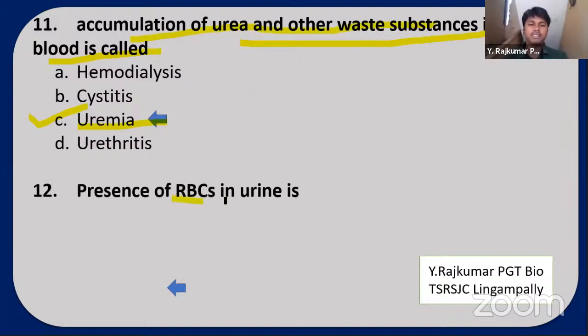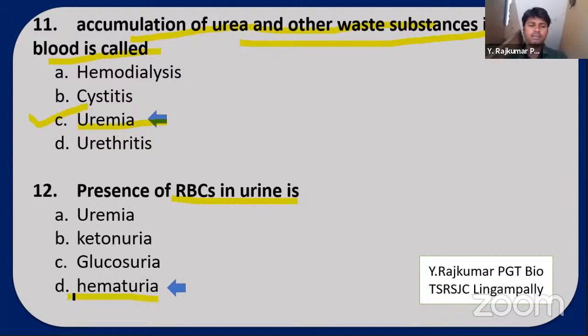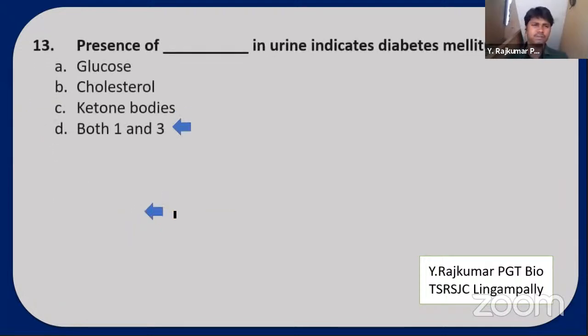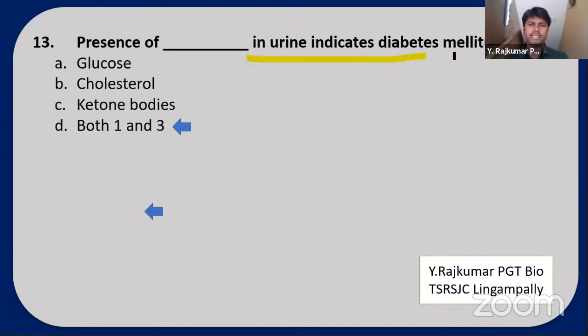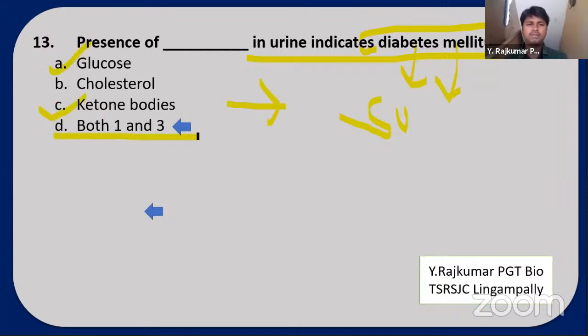Next, presence of RBCs in urine. If the red blood cells are seen in the urine, what is its indication? The answer is hematuria. Hematuria is the condition in which the RBCs are found in the urine. Let's go to the next question. Presence of dash in urine indicates diabetes mellitus. Diabetes mellitus is a sugar disease, isn't it? Under this condition, they excrete glucose and ketone bodies in their urine. These both are seen. That's why the answer regarding the 13th question is D.